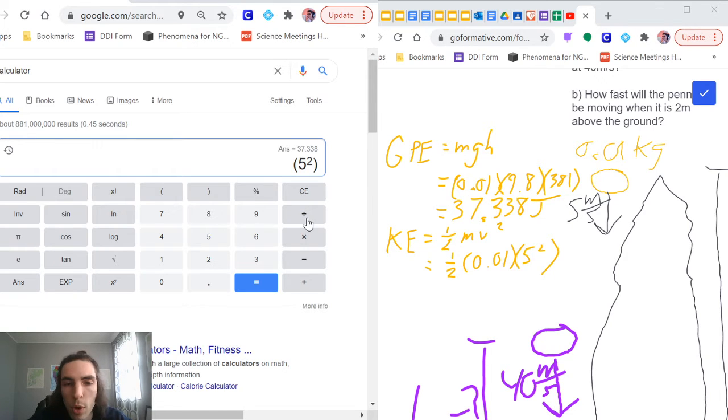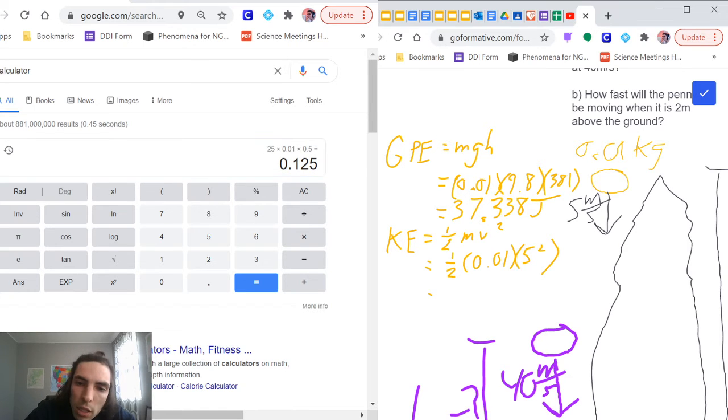So I'll type in 5 squared, and even though I know that that's going to be 25, it's good practice to check on your calculator anyway, times 0.01 times, and then I'm going to use 0.5 for a half just because fractions are, I think, more difficult to type in on a calculator. And that'll give us this initial kinetic energy of 0.125 joules. So not a lot of kinetic energy at all at first.